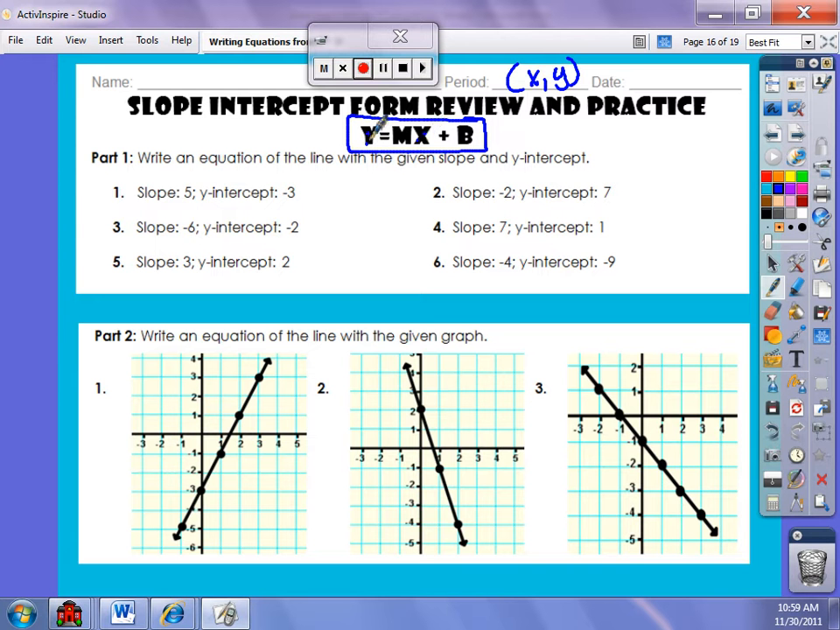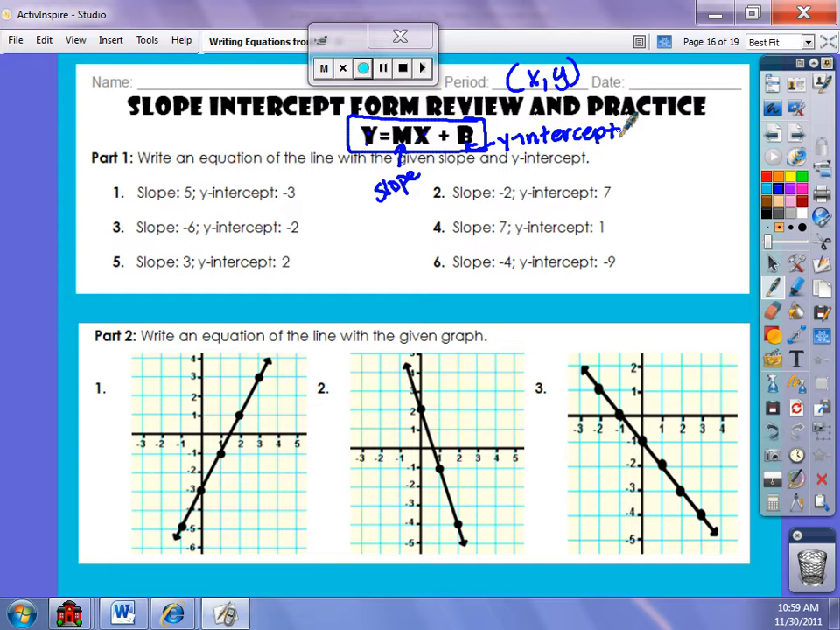Now the m and b represent two very important pieces. M is slope, and your b is your y-intercept. Okay, so every equation we make, we want it to look like this. And we want the slope to be plugged in, and we want the y-intercept to be plugged in.